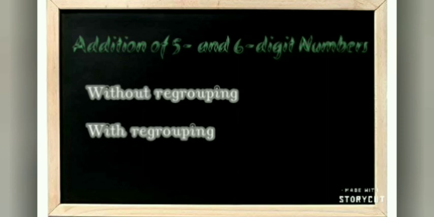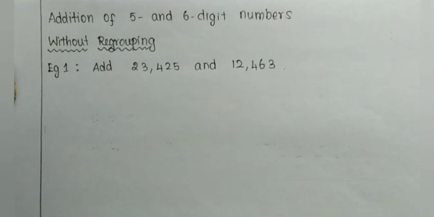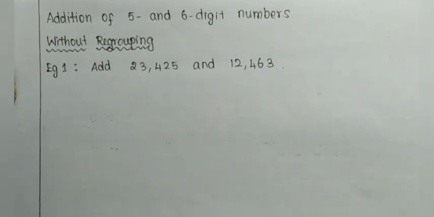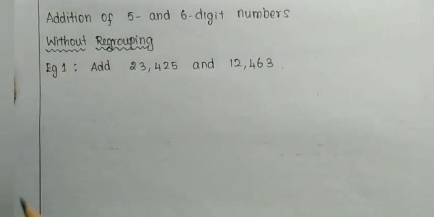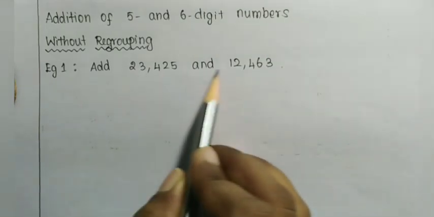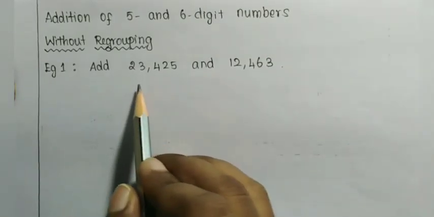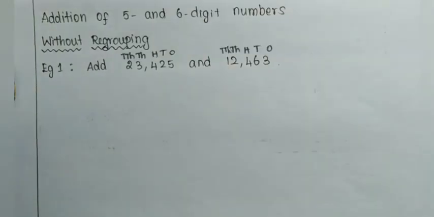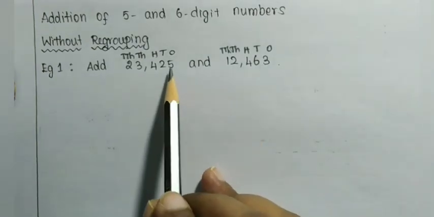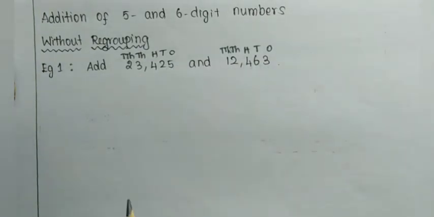Now let's move on to our first topic, addition of 5 and 6 digit numbers without and with regrouping. Actually, there are many ways to solve an addition problem. But here, we are going to learn 2 methods of adding numbers in without regrouping method. Okay. So, let's do the first problem. Before going into it, let us write the place values for each number. So, the place values are written. Now, let's add the digits according to their place values.